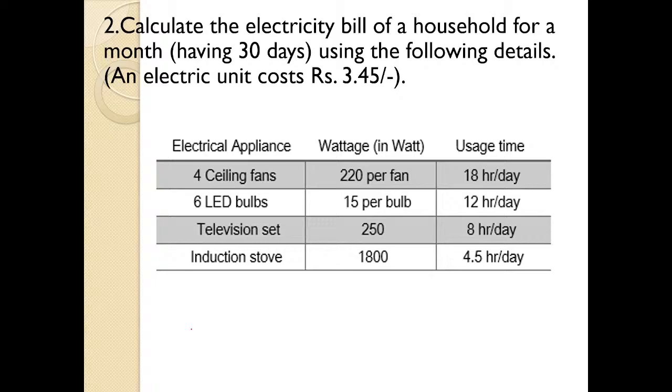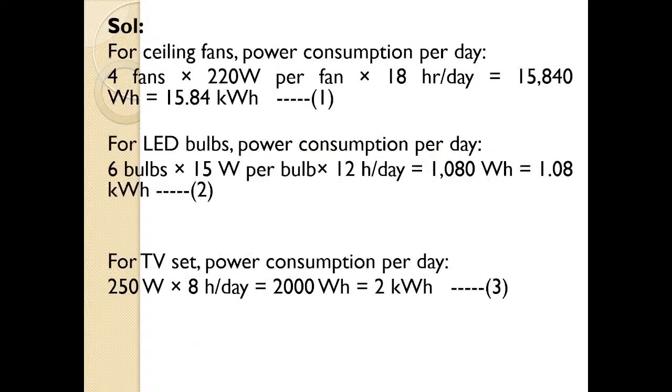Now let us calculate the kilowatt hour consumption, meaning units consumption, by each electrical apparatus separately. So let us proceed further. I hope you have written. Even if you have not written, you can write it down later from the video. So let us consider the ceiling fan power consumption per day. Four fans are there. Each fan consumes 220 watts, and it operates for 18 hours. So 4 into 220 into 18.